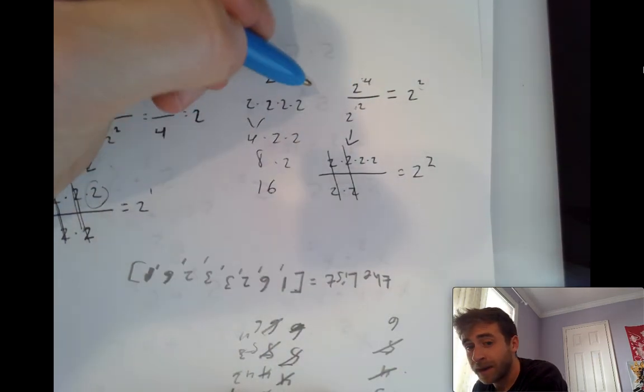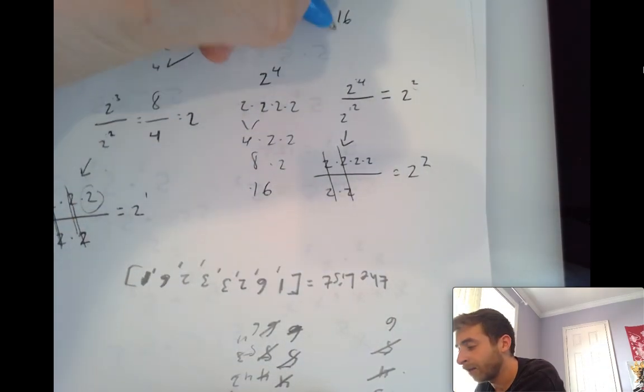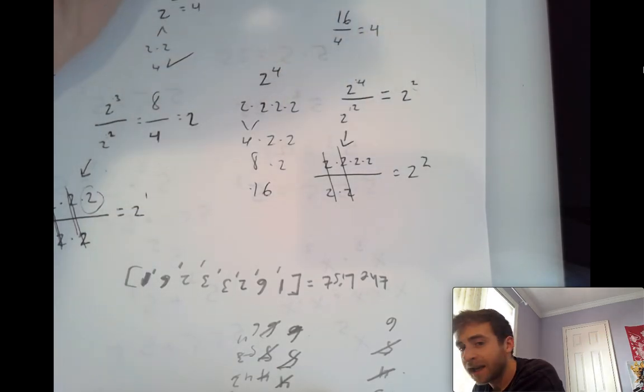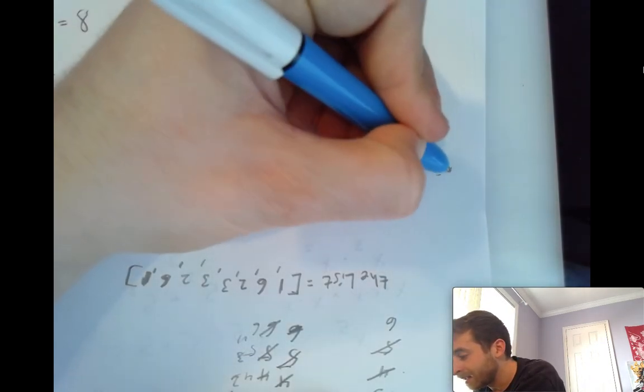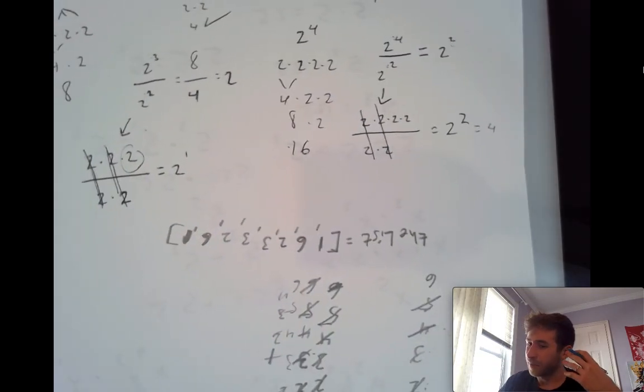Just to see how this works with real numbers, 2 to the power of 4 is 16. 2 to the power of 2 is 4. 16 divided by 4 gets me 4. 2 squared, guess what that is? It's 4. It works out. Let's follow that same rule to do like 3 examples with variables, and we're done.